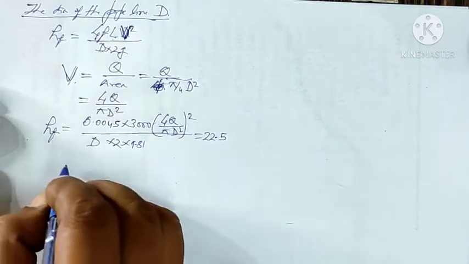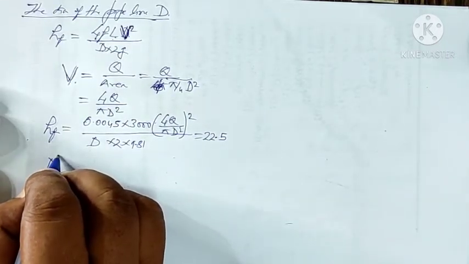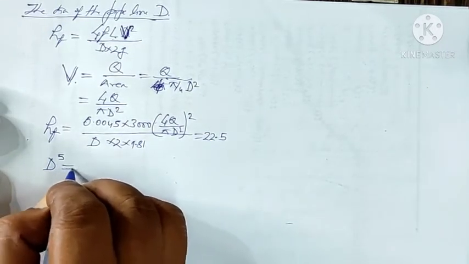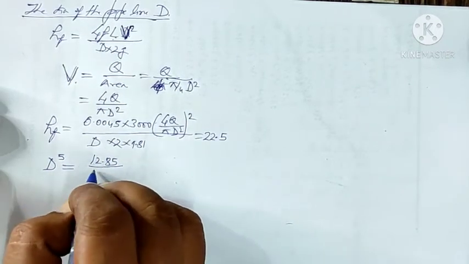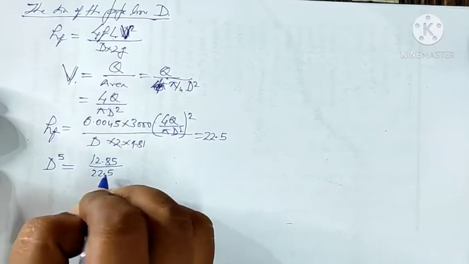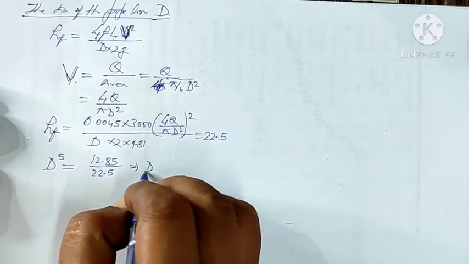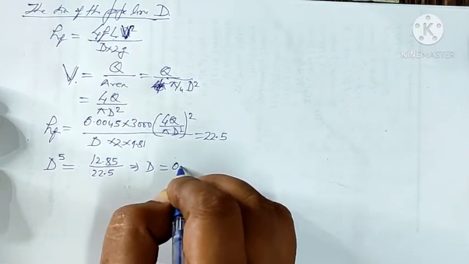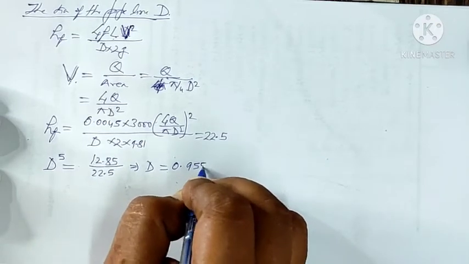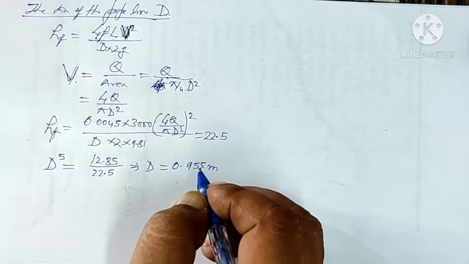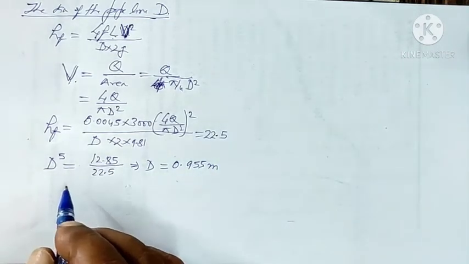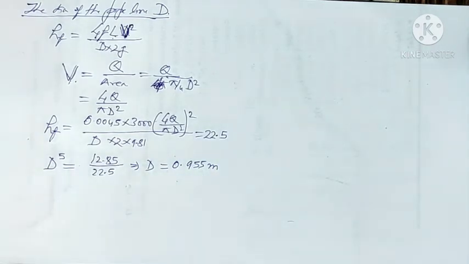So when you solve this, you will get D to the power 5 equals 12.85 divided by 22.5, or we can say D equals 0.955 meter. So this way we can solve for the diameter of the penstock or diameter of the pipeline.